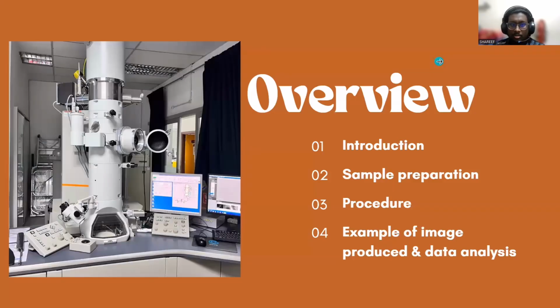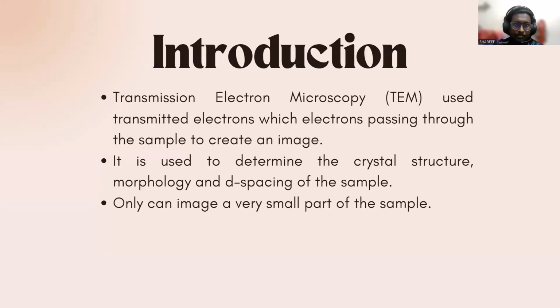Before moving on to the presentation itself, we'll look at the overview. First of all, we'll cover the introduction. The second is sample preparation. We'll see how the sample is prepared and what type of physical properties it should have. And thirdly is the procedure. The procedure is more about how we use the machine itself. And finally, the example of image produced and the data analysis as well.